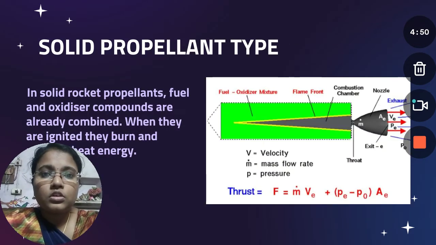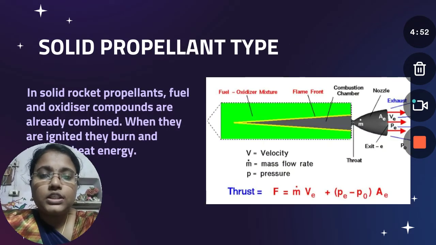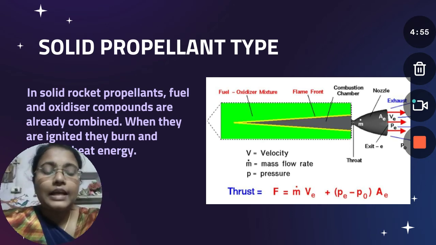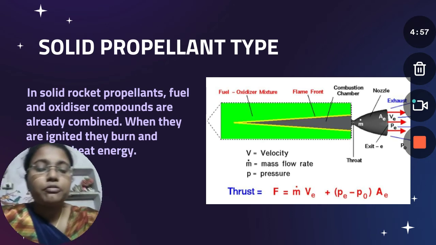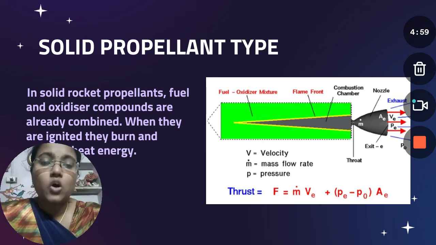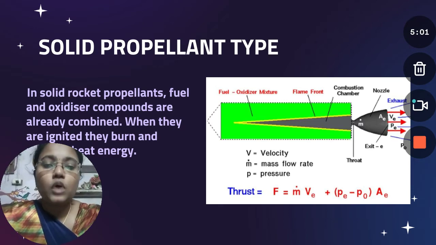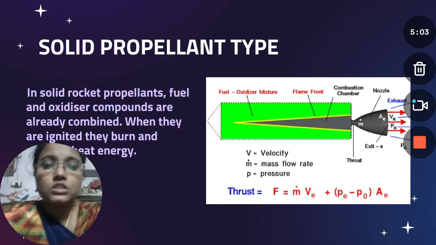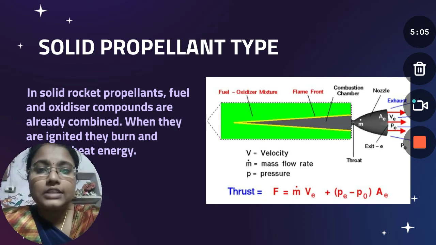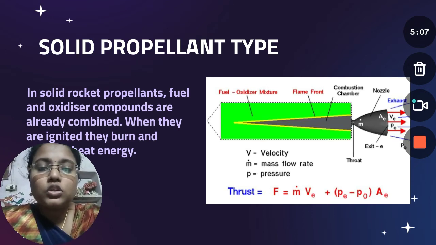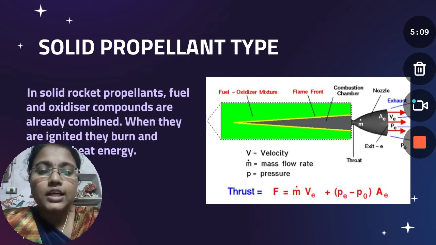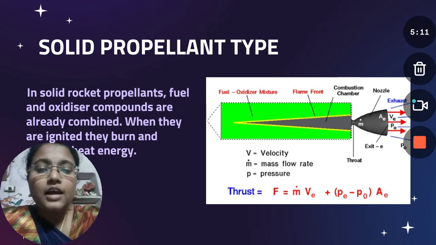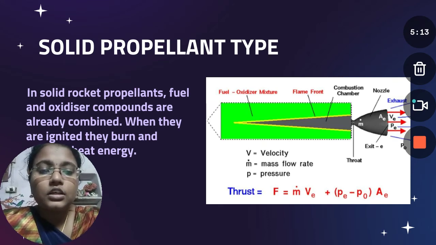Now let's see about the solid propellant type. In a solid rocket, the fuel and an oxidizer are mixed together into a solid propellant which is packed in a solid cylinder. A hole through the cylinder serves as a combustion chamber. When the mixture is ignited, combustion takes place on the surface of the propellant.